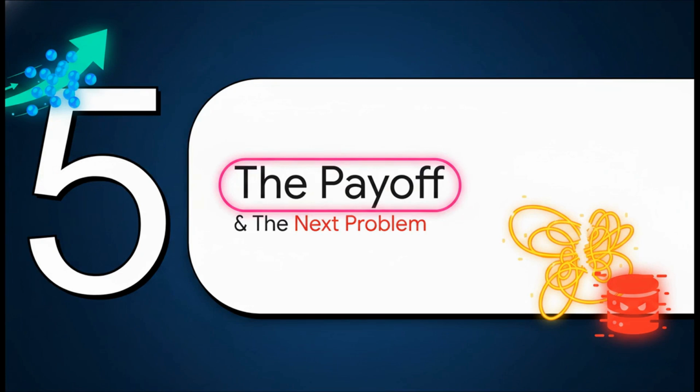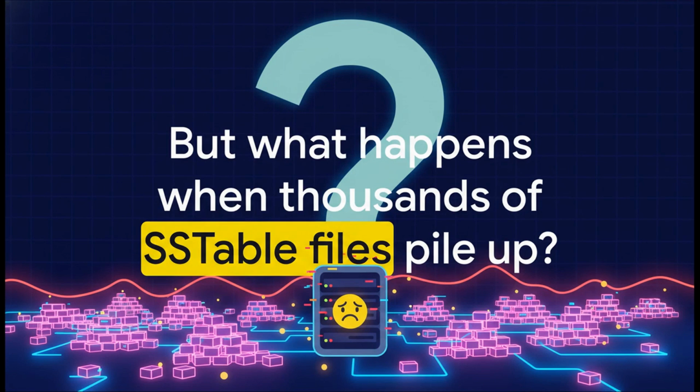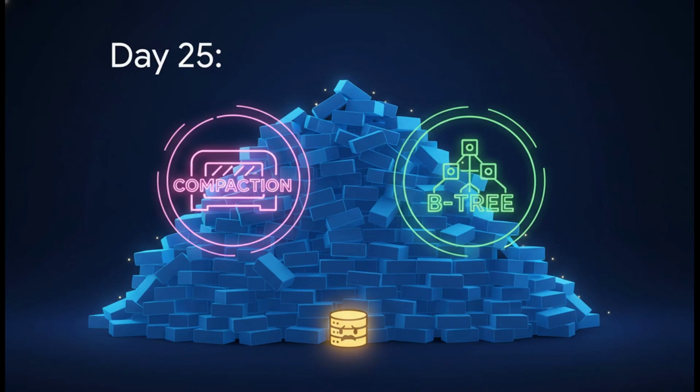So, after all that complex work, what's the big payoff? And of course, what's the next problem? The payoff is just breathtaking write speed. By turning those messy random writes into clean, sequential ones, this whole architecture, the LSM tree, can handle millions of writes per second. This isn't just theory, it's how the biggest tech companies in the world ingest all their data. But this, of course, leads to our next challenge. Our system is fast, but it makes a lot of files. What happens when our server floor is covered in 10,000 of these glowing data bricks? Our reads are going to get slow again, and we're going to be wasting a ton of space.